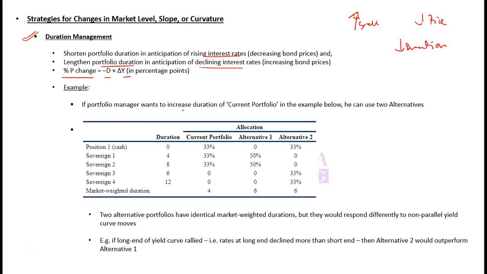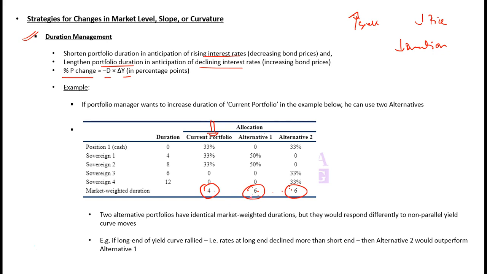For example, if the portfolio manager wants to increase the duration of the current portfolio, he can use two alternatives, alternative 1 or alternative 2. The two alternative portfolios have identical market weighted duration. So the current portfolio had a duration of 4. Now he has increased this to 6. So he can increase it to 6 using either alternative 1 or alternative 2. Both are giving the same market weighted duration. That means both would have the same response to change in yield.